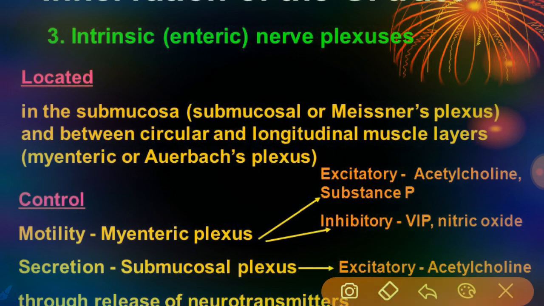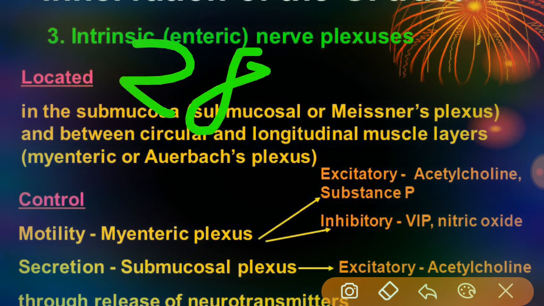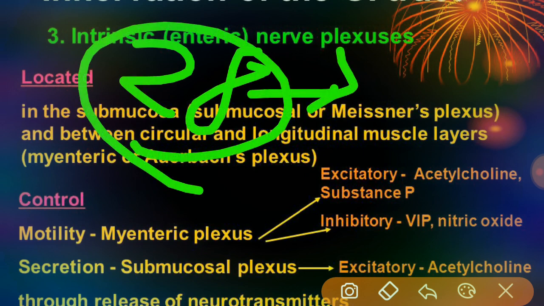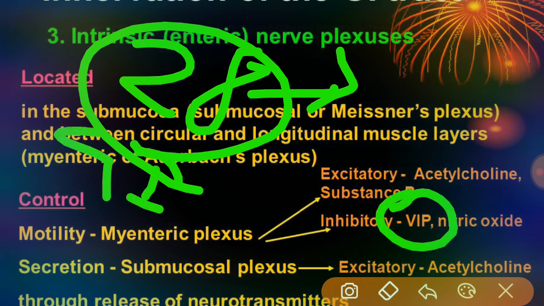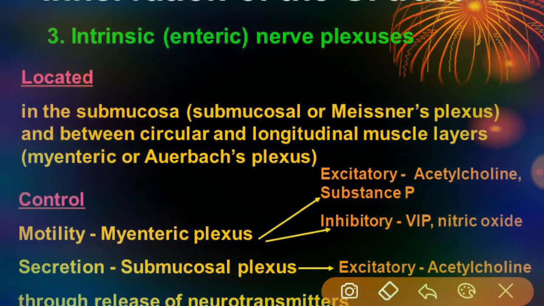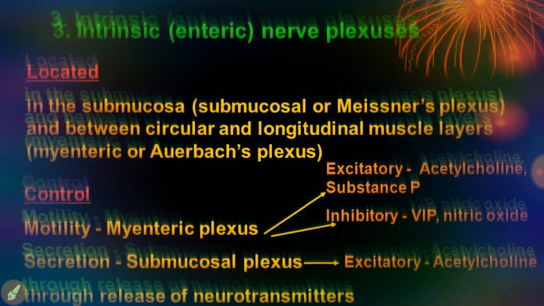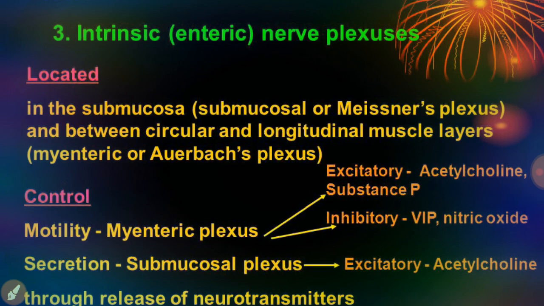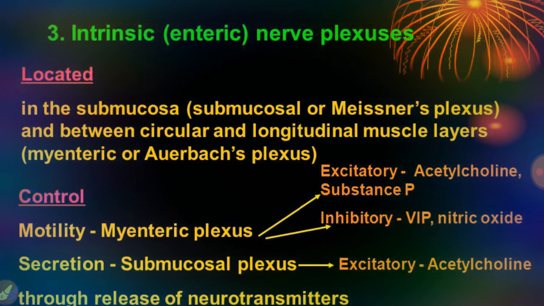Vasoactive intestinal polypeptide is a 28 amino acid polypeptide, secreted by cells throughout the GI tract. Mainly, VIP stimulates the secretion of electrolytes and water by the intestinal mucosa. Then the secretions of the mucosal plexus are excitatory, only acetylcholine. These secretions run through the release of neurotransmitters, and are controlled by the enteric nerve plexus, meaning the enteric nervous system.